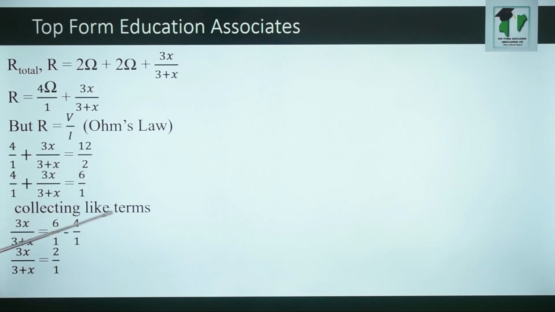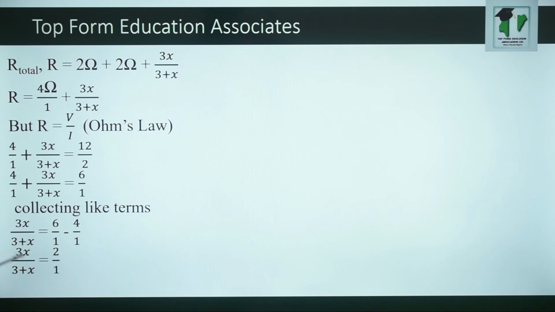So collecting like terms now, what do you have? We have 3x over 3 plus x is equal to 6 over 1 minus 4, this is plus 4 here. If it crosses over the equality sign, it turns minus. Now 6 over 1 minus 4 over 1, just like saying 6 minus 4, gives you 2. Are you following it? So we have 3x over 3 plus x is equal to 2 over 1.